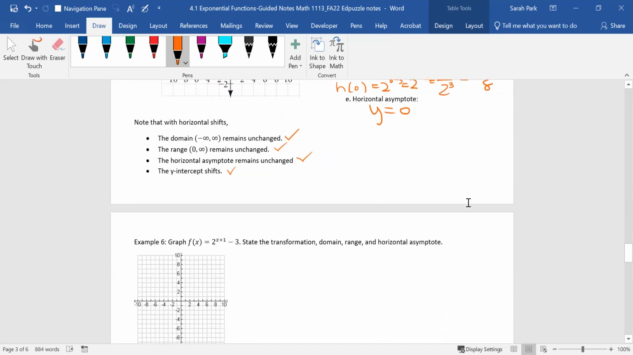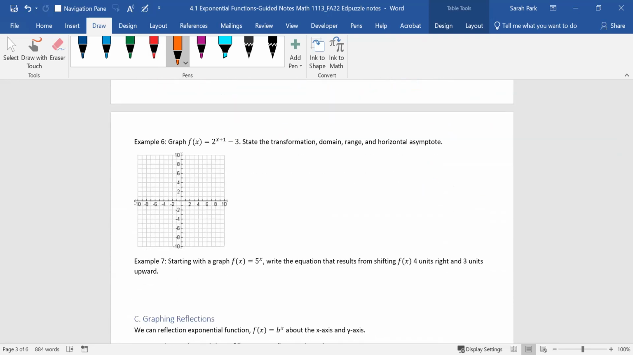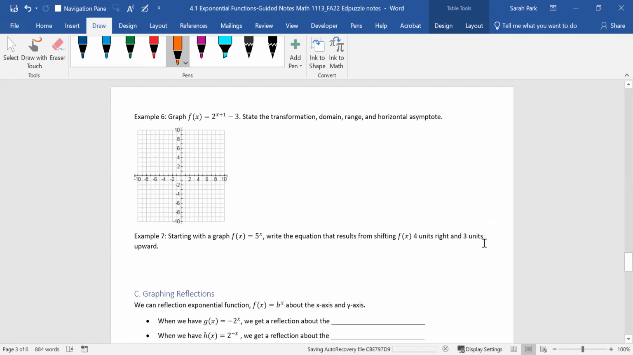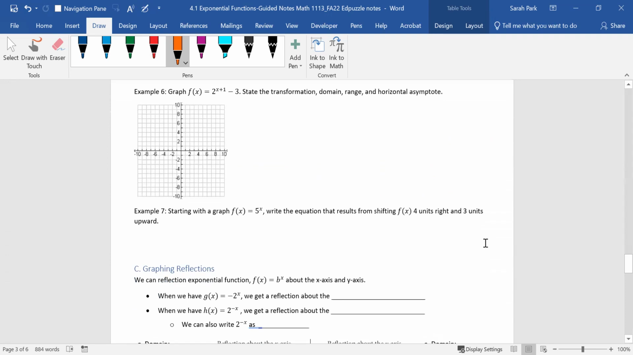Okay, let's look at the next example together. Let's graph f of x equals 2 to the x plus 1 minus 3, and identify the transformation, domain, range, and its horizontal asymptote. It doesn't ask for us to do it, but I'm going to graph the parent function 2 to the x, and we know that it goes through (0, 1), (1, 2), and (2, 4), and it looks like this. So there's our parent function y equals 2 to the x.